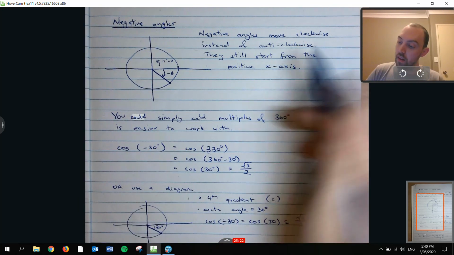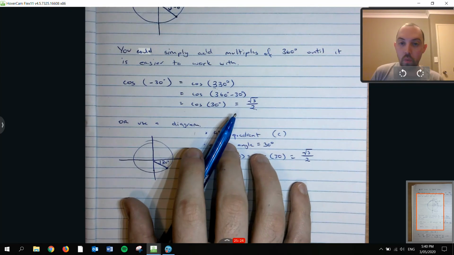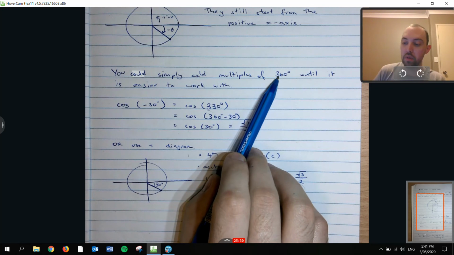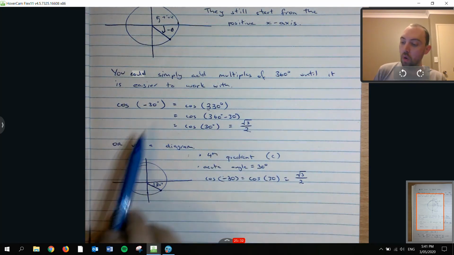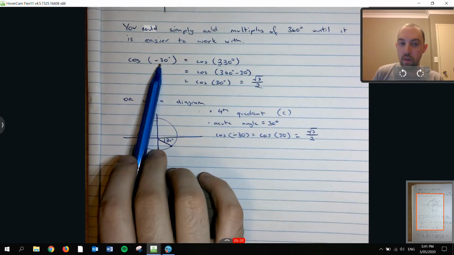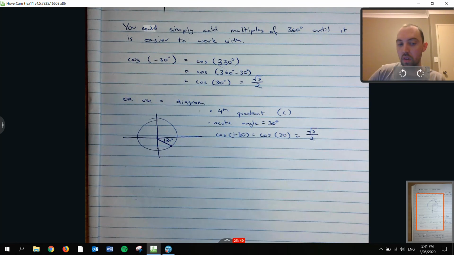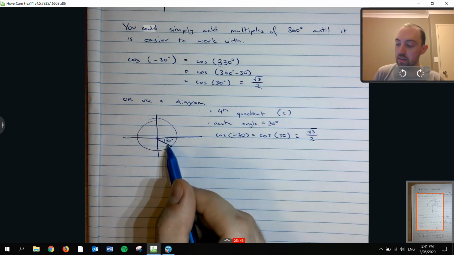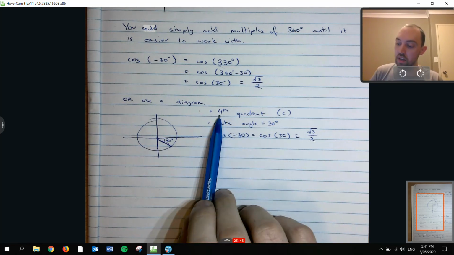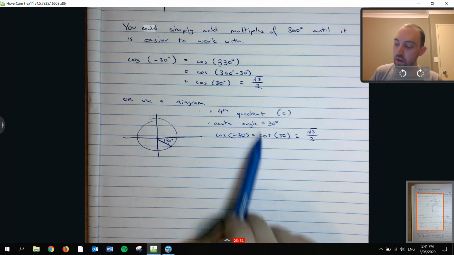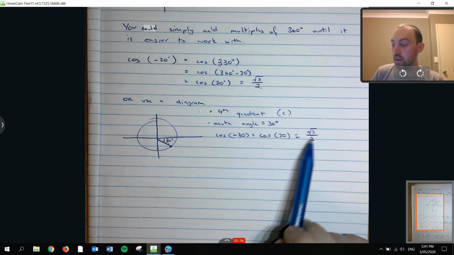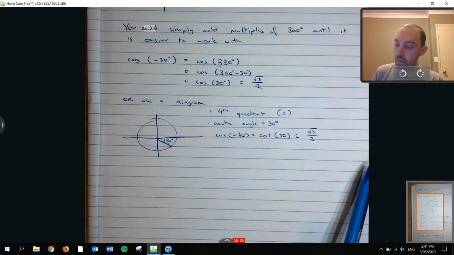We could add 360 degrees until it's an angle that we are more familiar with. Or a quick sketch might help you to get to where you're going. So let's look at cos of negative 30. It means we're 30 in a clockwise direction from the positive x-axis. That's already an acute angle, so that's nice and easy to work with. It is in the fourth quadrant, acute angle of 30 degrees. So cos of negative 30 is the same as cos of 30, and it is root 3 on 2.